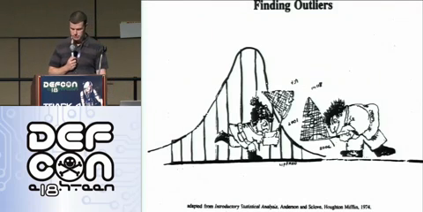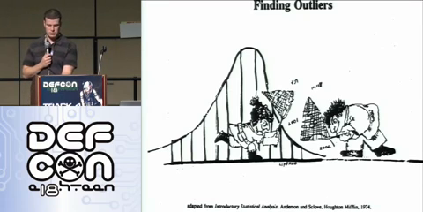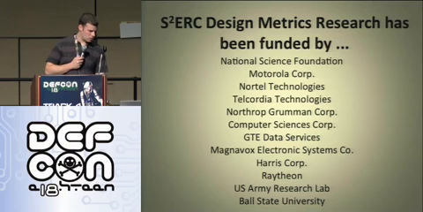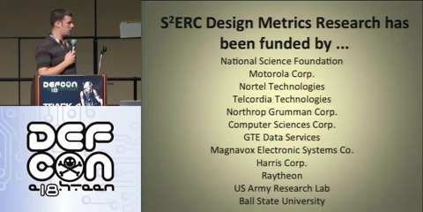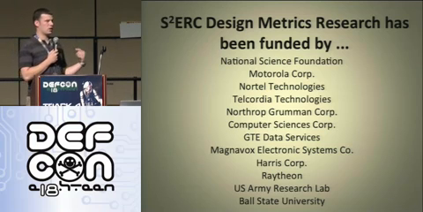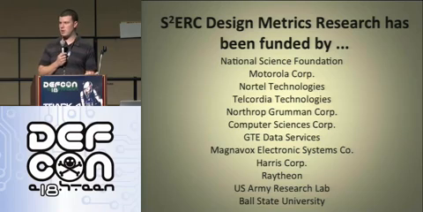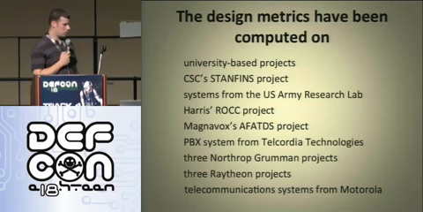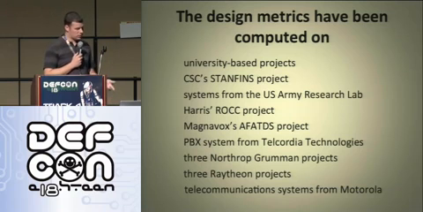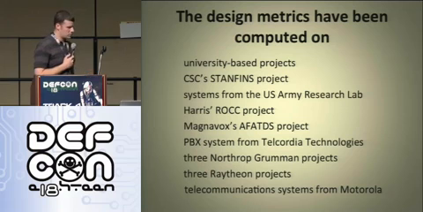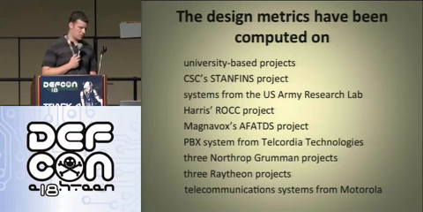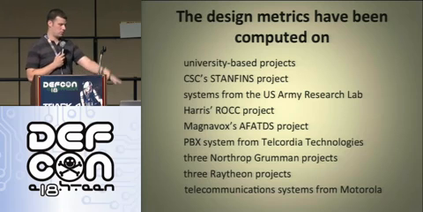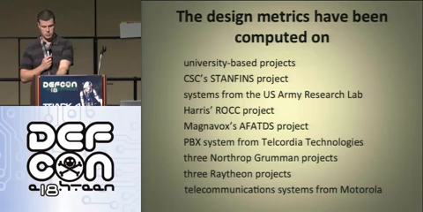We look for outliers. Pretty much, you have these modules that come up as very error prone, fault prone. That's what we're looking for. And there's all the people that have funded us. This actual project to take the reliability metrics and apply them to security was funded by Army Research Labs. So let's get through. We've computed metrics on university-based projects, Computer Science Corporation, Stanfin, systems from Army Research Labs, Harris's Rock Project, Magnavox, PBX system, Northrop Grumman. The stuff that I was actually part of is all the open source projects. I didn't do metrics on these; those are Wayne and Dolores.